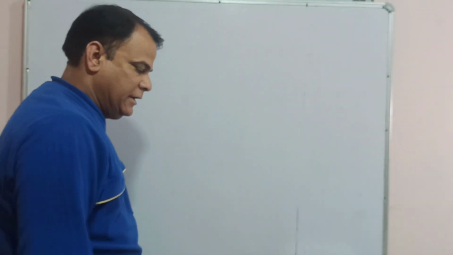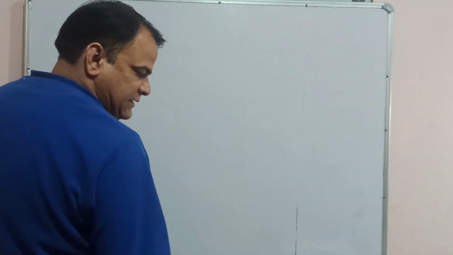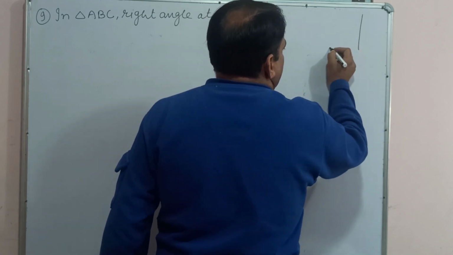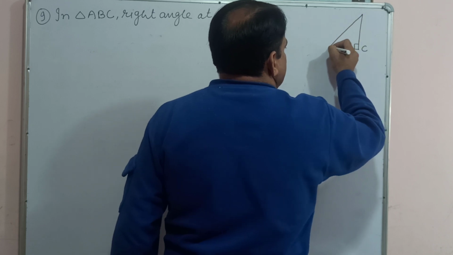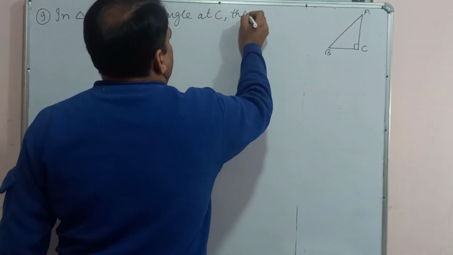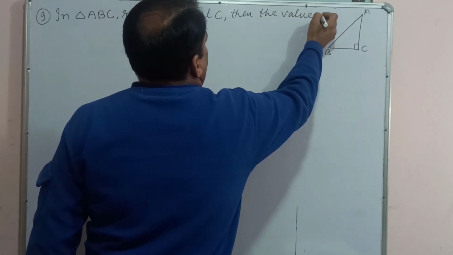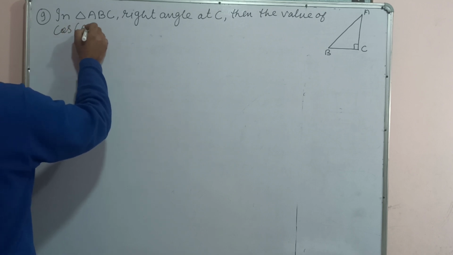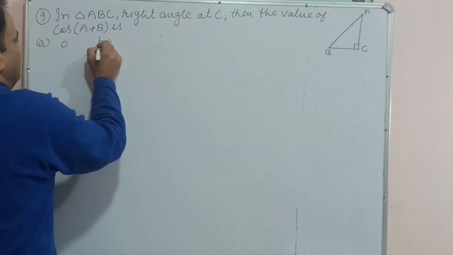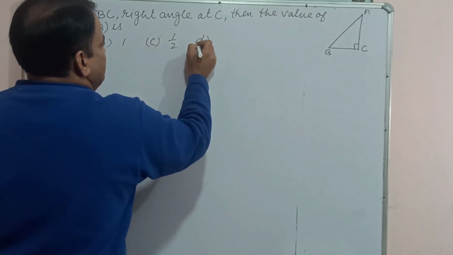Our 8 questions are completed, and now the next question is: in triangle ABC, right angled at C. We will take a right angle, taking C as the right angle. These two points are A and B. Then the value of cos(A plus B) is, our options are 0, 1, 1 by 2, and D option is root 3 by 2.